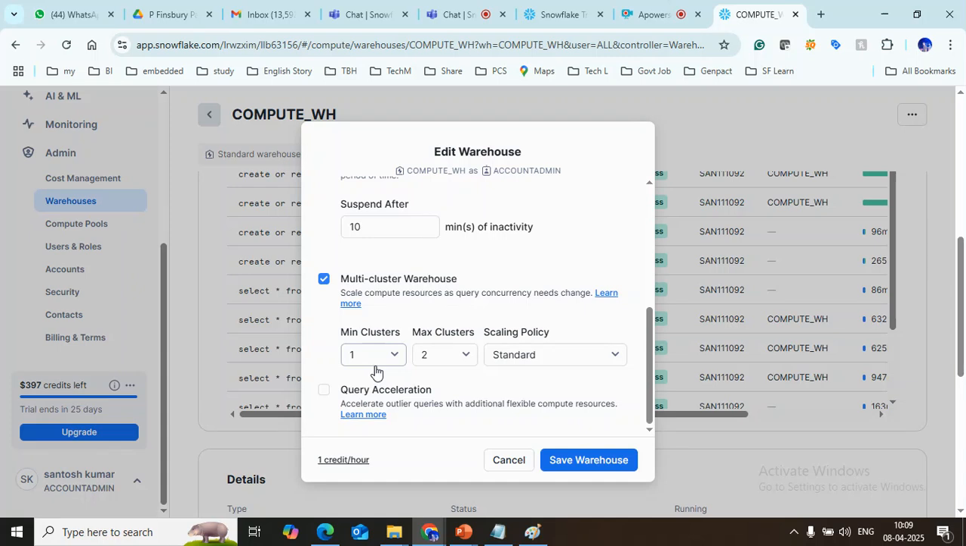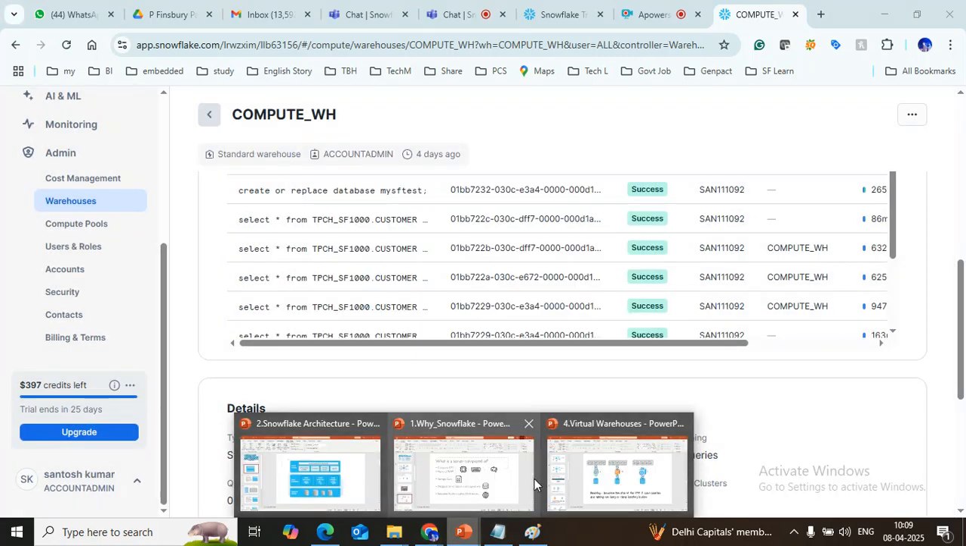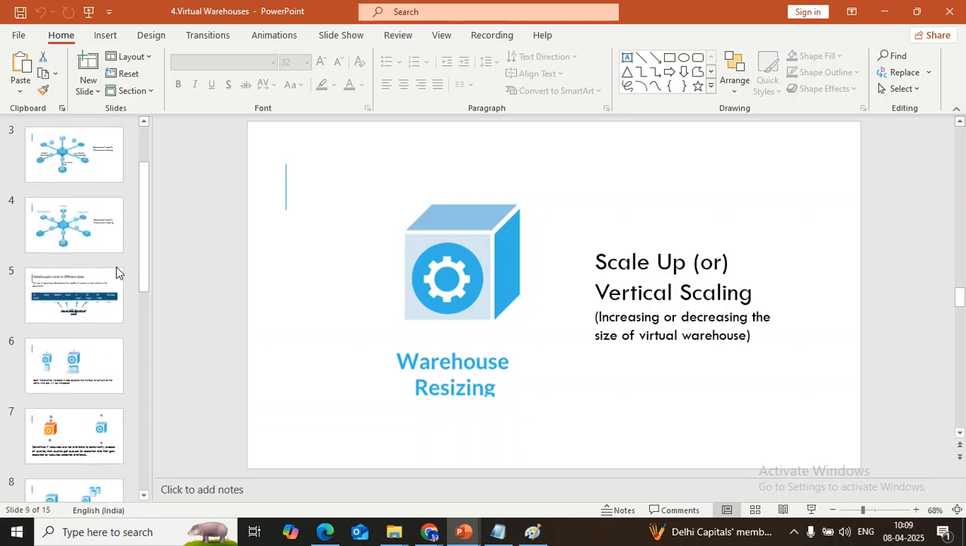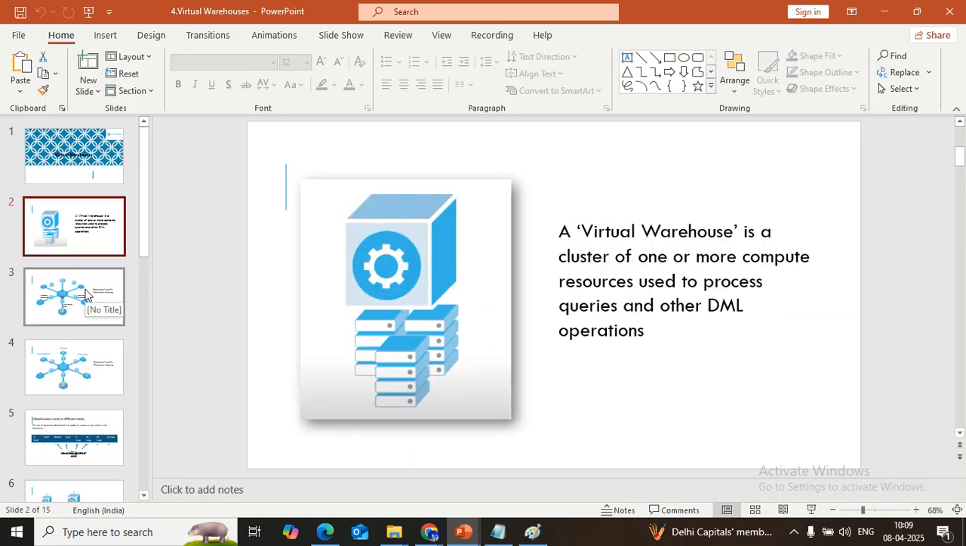A multi-cluster warehouse is a process of utilizing a minimum number of clusters, or rather, multi-clustering a warehouse means adding clusters as per the load of Snowflake, right? We will come to the load part again. Now come to this PPT. You understand virtual warehouse now.